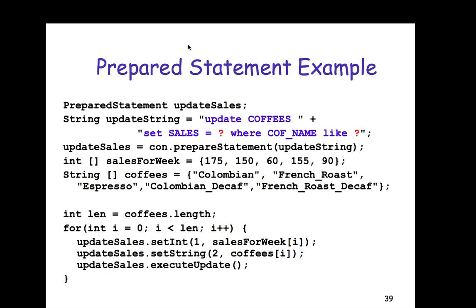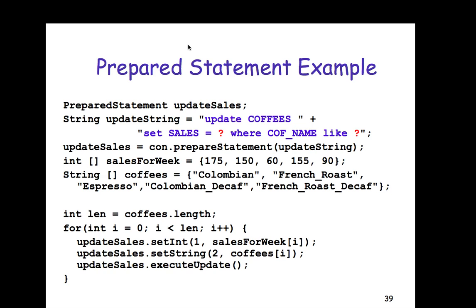And giving it information. So update sales is the connection. We've got con.prepareStatement with the update string. We can basically update a bunch of stuff and then run some statements to update the sales. Here what we're doing is passing it values. I'm running a loop that sets integer one, string number two, to copy. So we prepare the statement and collect all the information from the user.